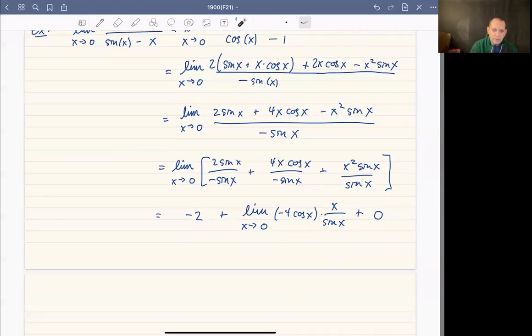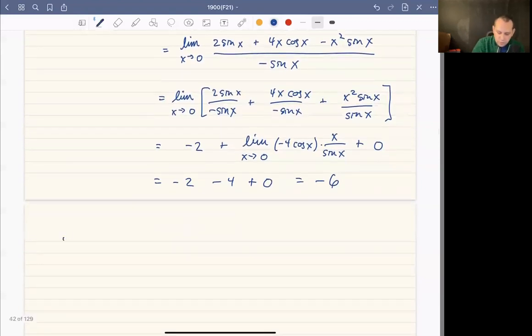And you can either remember from Calc 1 that this limit is 1, so this gives us a final answer of negative 6. Or if you want, there's nothing wrong with doing L'Hopital's rule one last time. And let's just do it with the whole expression. We had 4x cosine x over negative sine x as x approaches 0. And just applying L'Hopital's rule, because this is again 0 over 0, you get the limit as x approaches 0.